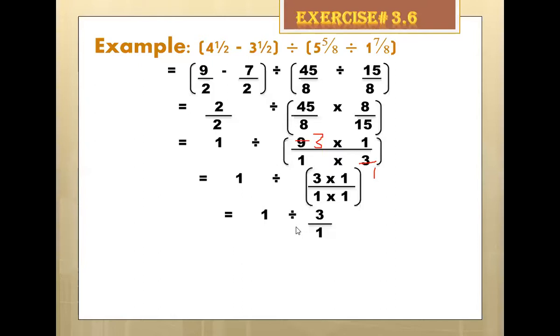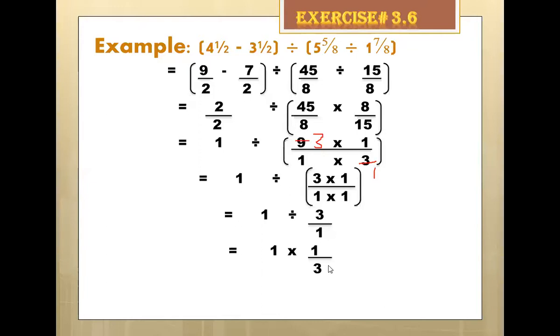Now look here, you have division. Now you will convert this sign of division into a sign of multiplication. How will you convert it? By making the reciprocal of 3 upon 1 into 1 upon 3, just like this. The sign of division will be converted into the sign of multiplication by taking the reciprocal of the fraction that is written after the sign of division. So 3 upon 1 will become 1 upon 3.